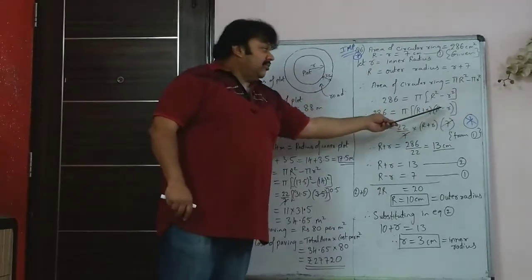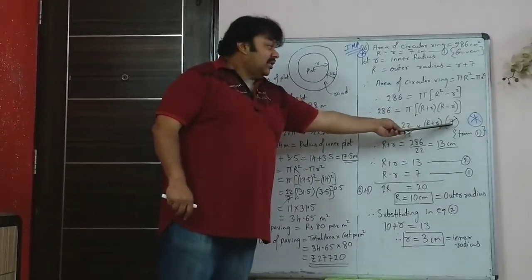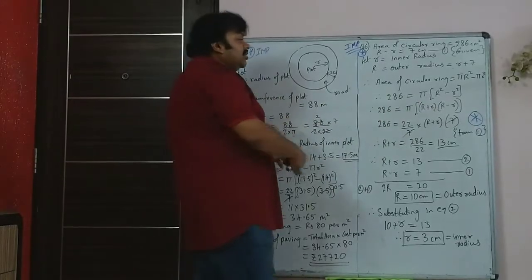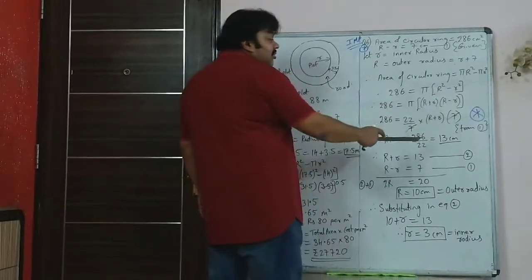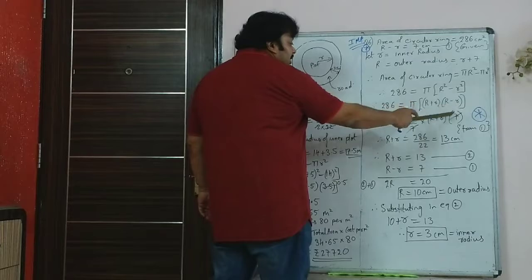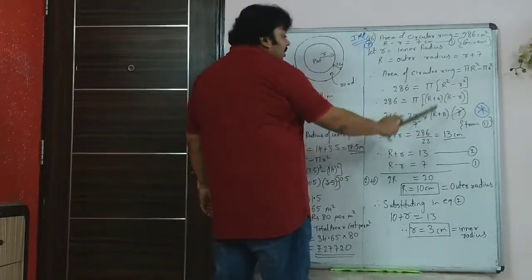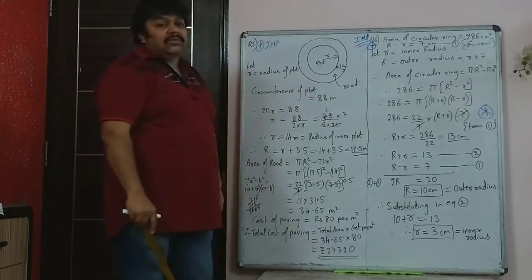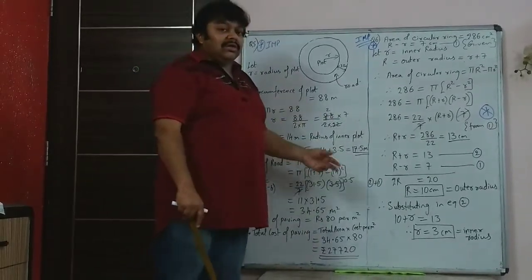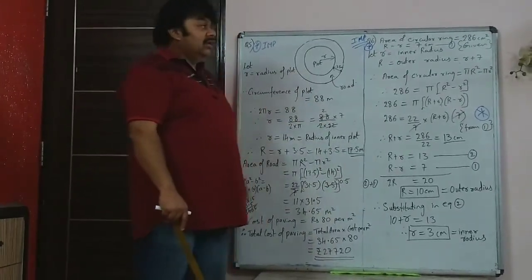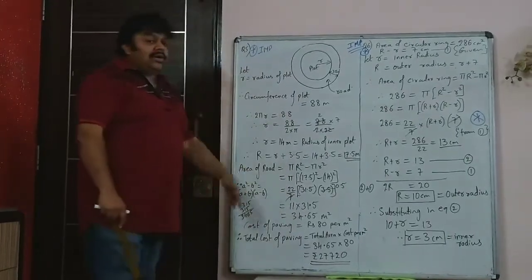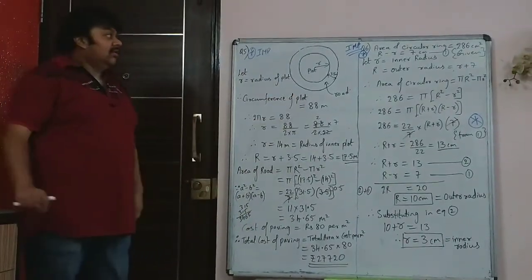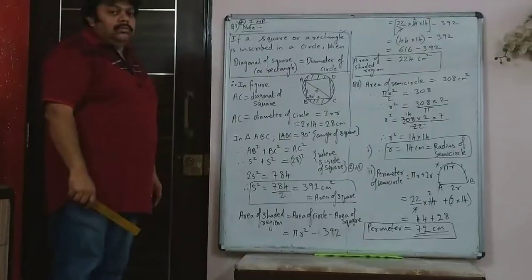This step where you substitute R minus r is 7 and using the same formula a squared minus b squared, a plus b, a minus b, and then substituting R minus r is 7 is very important in this sum. Otherwise it would be lengthy if you go to do it by quadratic. So solve this, and no quadratic, this is how it is done. You go on to the seventh sum.